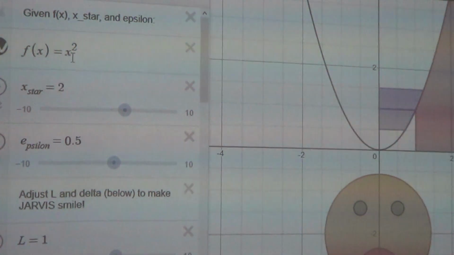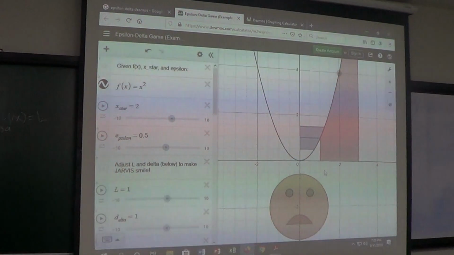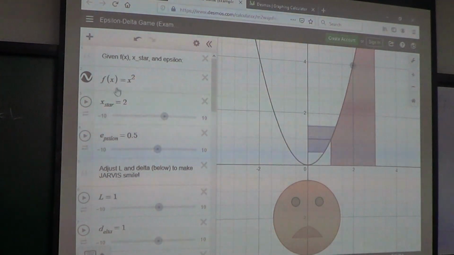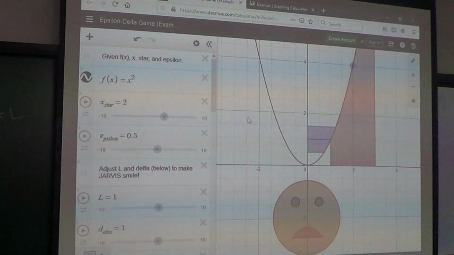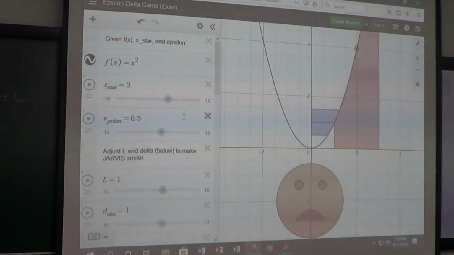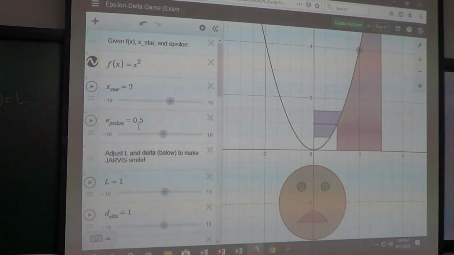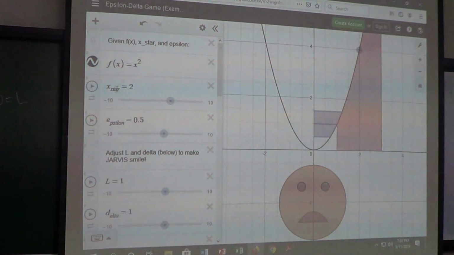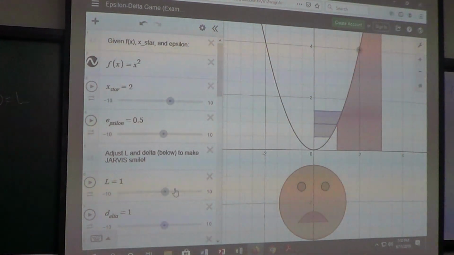So imagine you have this f of x equal to x squared function, and my epsilon is 0.5. My x star is 2. By x star I mean A. Whatever role A is playing here is actually x star, and epsilon is 0.5, and L is 1. At the moment, but if I wish I can vary L as well, but let's keep it 1 for now.